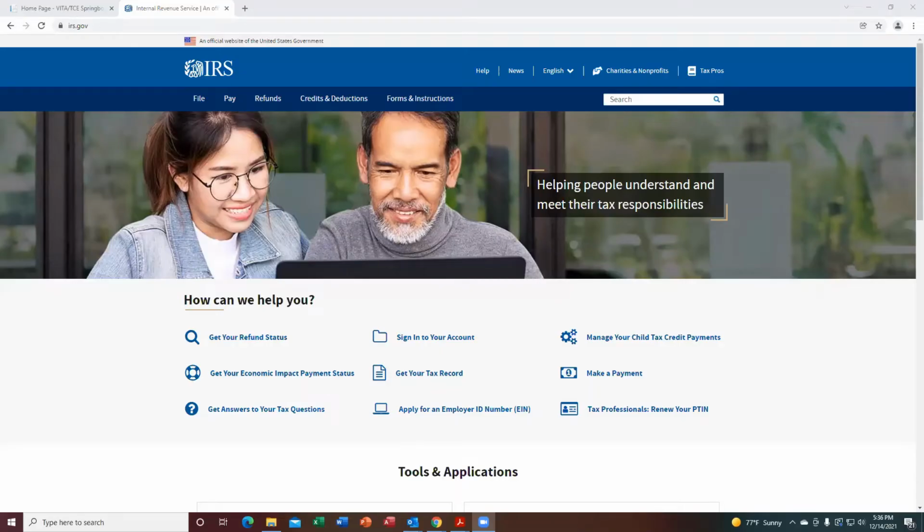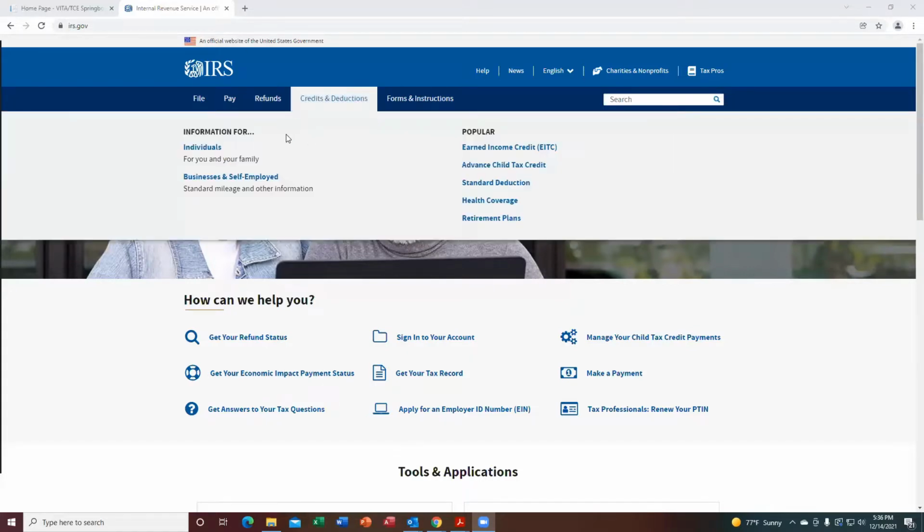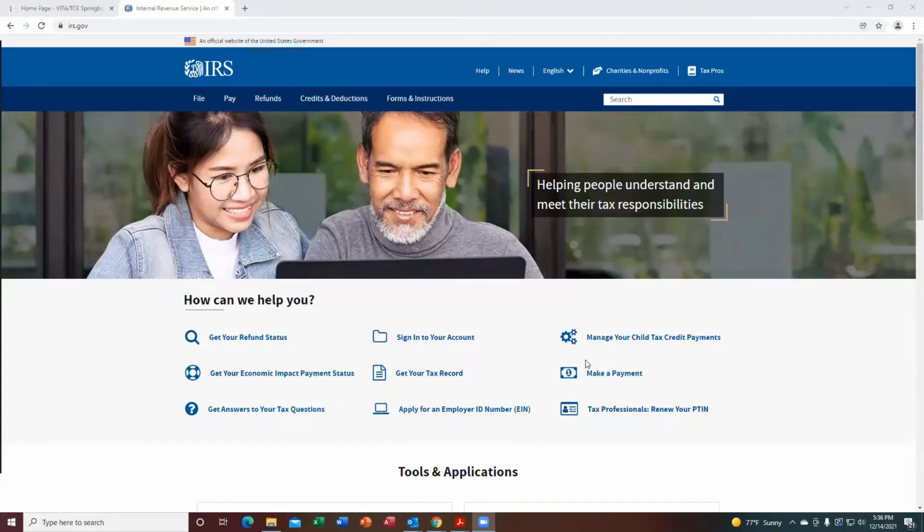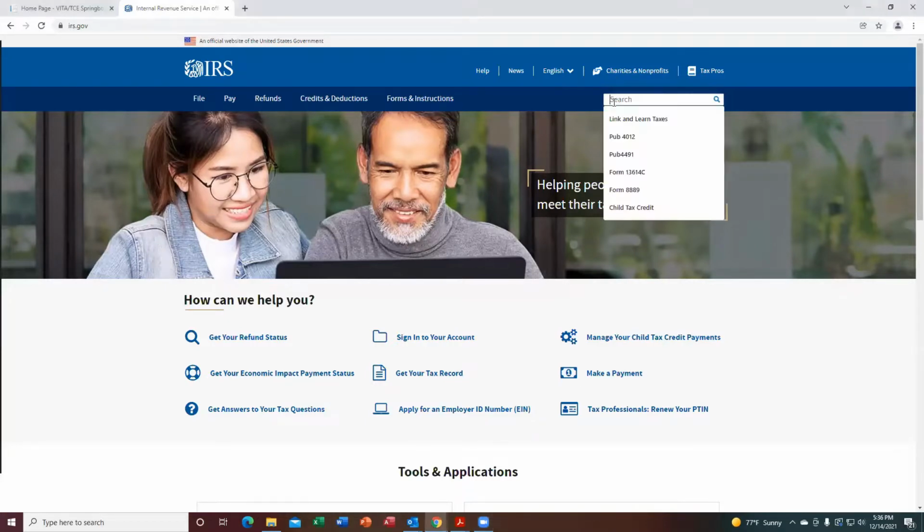Okay, so the first thing I'm going to cover, just in case, is the Link and Learn taxes site that's available through the IRS. So I've gone into the main website, www.irs.gov, and in the search engine, Link and Learn taxes, and that's automatically going to take you through the process of the area that VITA sites use to get the information that they need to work through the process.